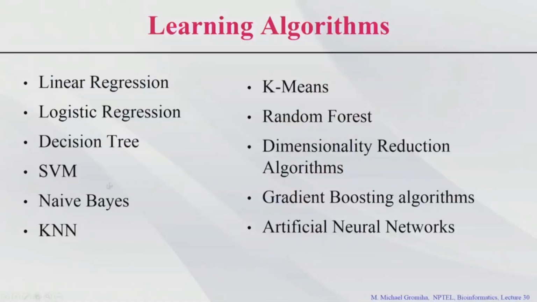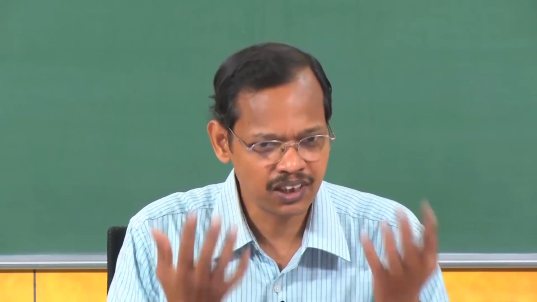SVM is support vector machines, which I will explain soon, and naive Bayes, k nearest neighbors, k means clustering, random forest, artificial neural networks and so on. So, various machine learning algorithms are available in the literature, and each algorithm has its own advantages and disadvantages depending upon the problem you choose, the input parameters you use, and the final output you require.